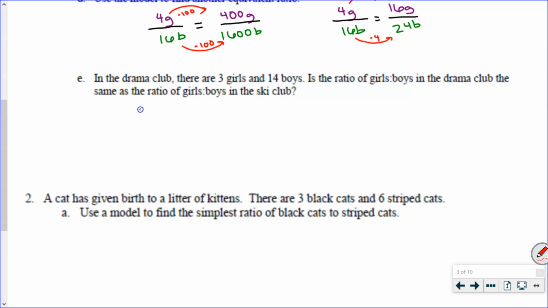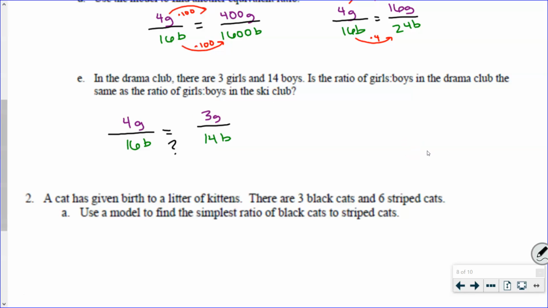In the drama club, there are 3 girls and 14 boys. Is this the same as the ski club? Look at the ratio of girls to boys in the drama club, compare it to what we've been looking at, girls to boys in the ski club. Are they the same? Again, work with your groups. Quick discussion. Online learners, pause the video, answer that question. Is this the same ratio?